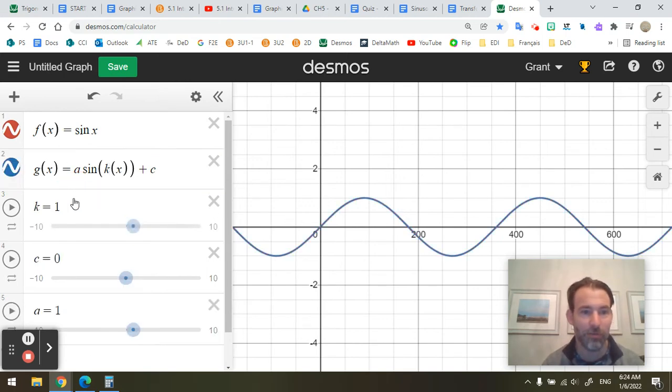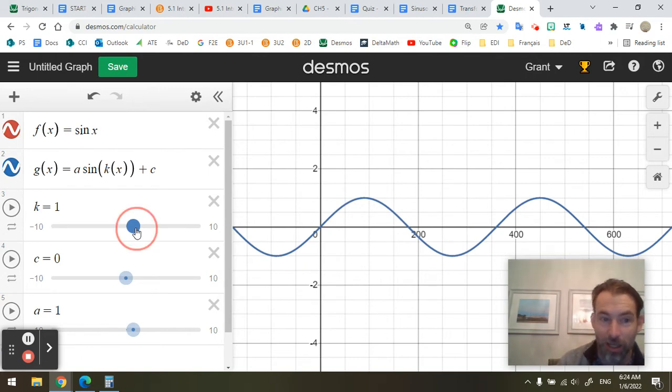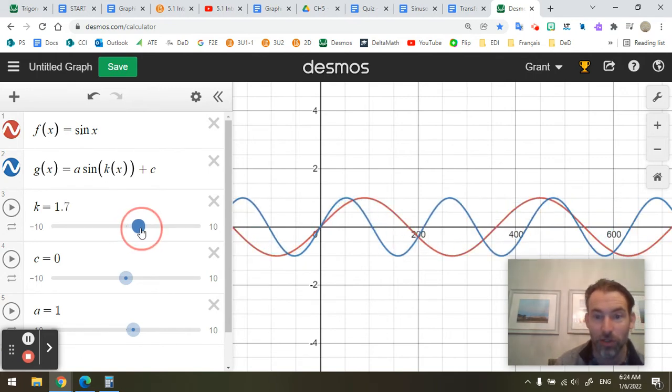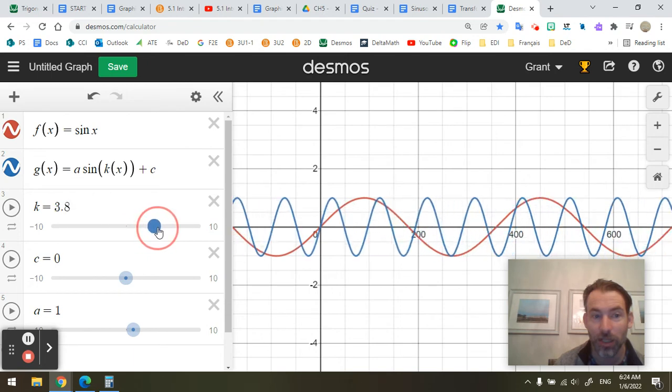So we're going to add the slider for K. When K is 1, we're saying multiply all my inputs by 1, please. So we'll notice that g of x is equal to f of x. That's why I can't see it. But as I change K, let's say I make K very, very large. Let's make K 10.